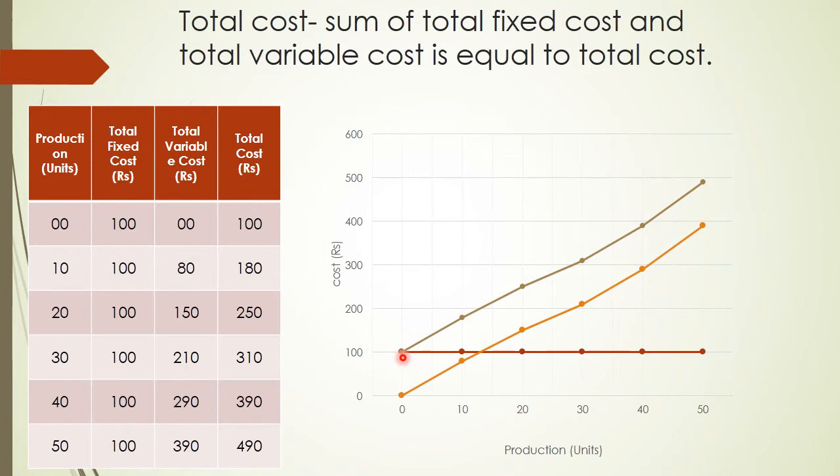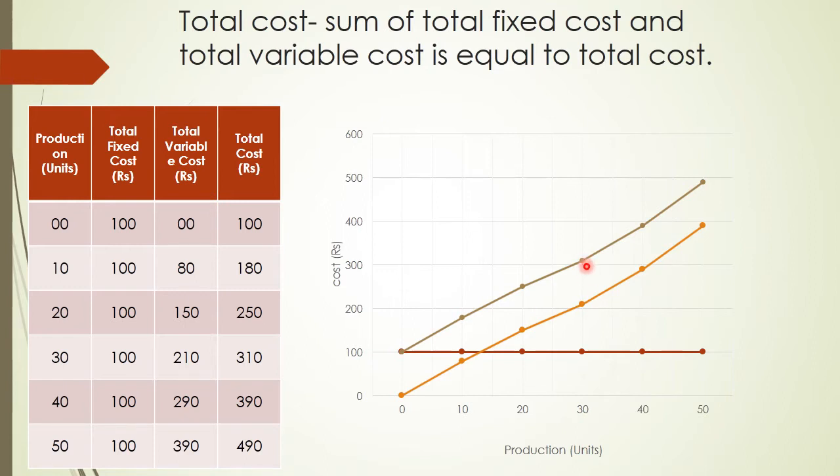So at 0 units of production, your variable cost is 0. At 10 units of production, your variable cost is 80. Then at 20 units, it is 100. Likewise for others. And this gray line shows you the total cost.